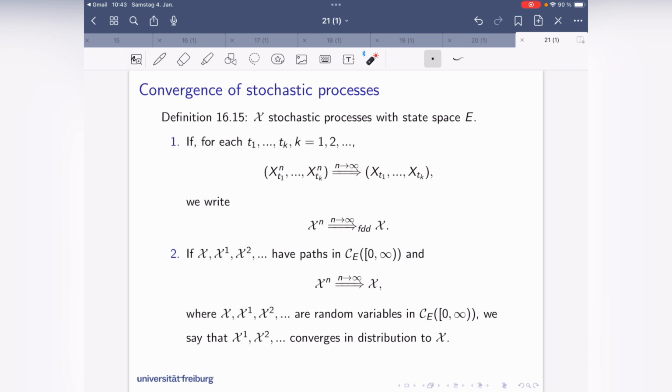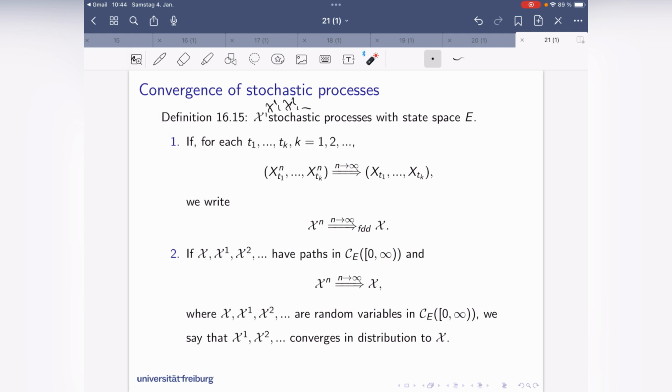But let me first introduce two kinds of convergence I'm always talking about. I have here stochastic processes, and not only one of them, X, X1, X2, and so on. If they're finite, so if every time I take t1 to tk for any k, the convergence of the joint distributions occurs, then we write FDD convergence. FDD stands for finite dimensional distributions.